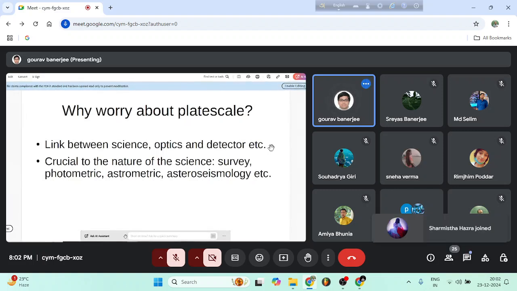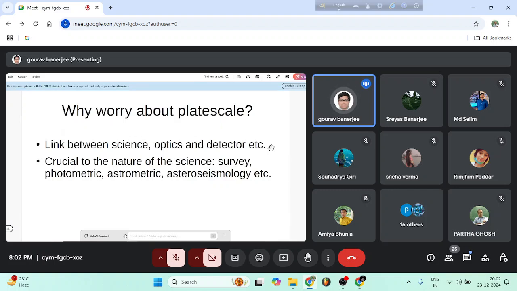The reason we focus on plate scale is this is a link between science, optics, detector, and optomechanics and everything else. So the plate scale decides the nature of the science. If you want a survey type instrument, then you want a lot of field of view. So you have to have a very short focal length system. The short focal length system will have its own challenges in very fast optics and some optomechanical challenges. The same with a very long focal length telescope also, because if the thing becomes very long, you really don't know how to handle this.